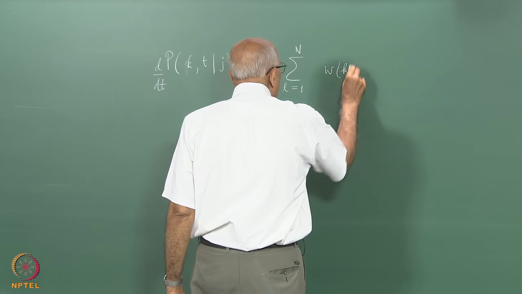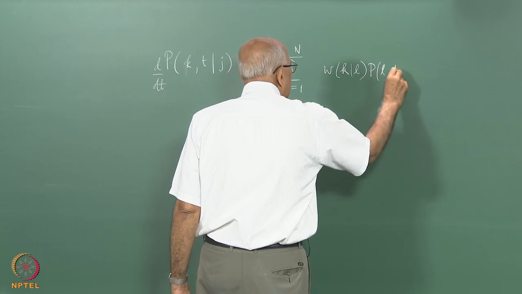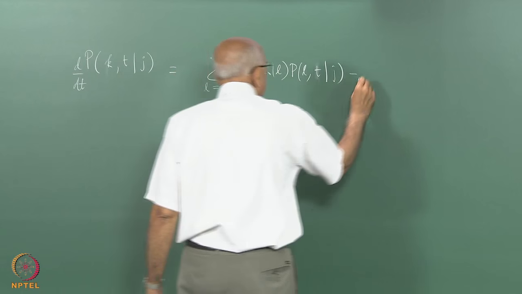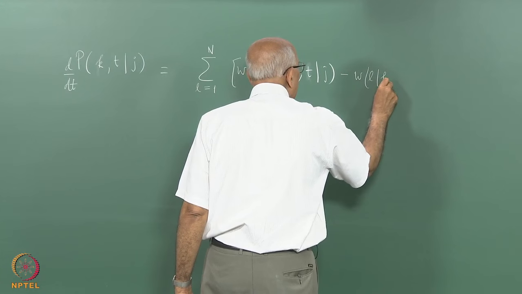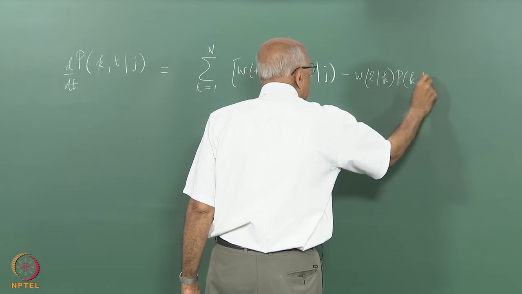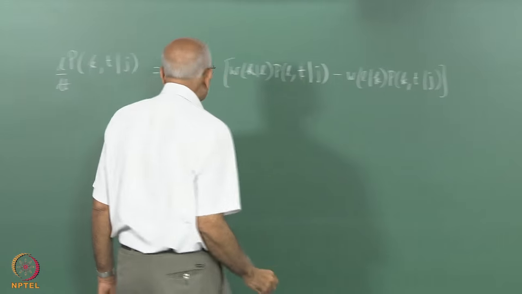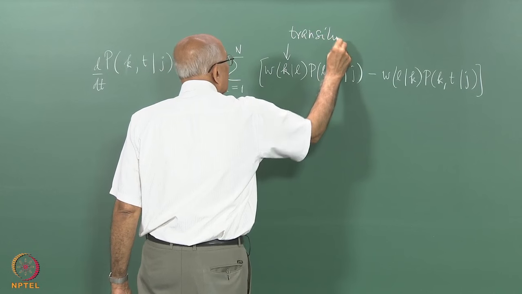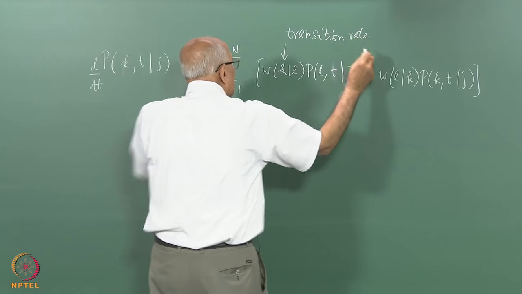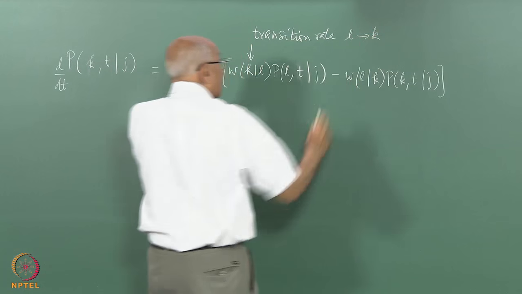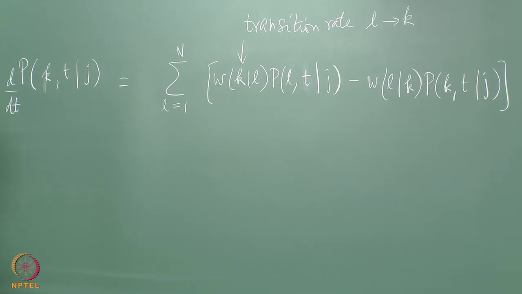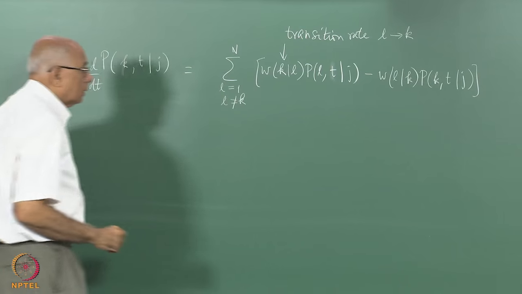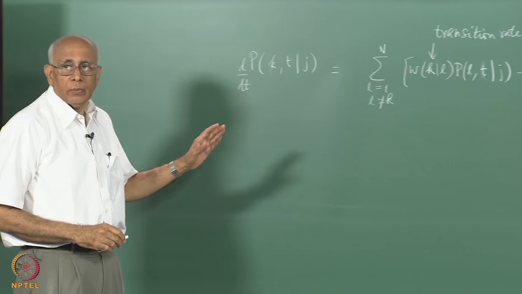w k l p of l, t given j, minus w of l k p of k, t given j. Okay. And these quantities were the transition rates to go from the state l to the state k. And there was a constraint here which said that l not equal to k. And this is what I call the master equation.